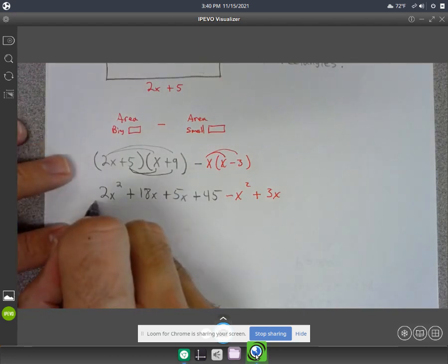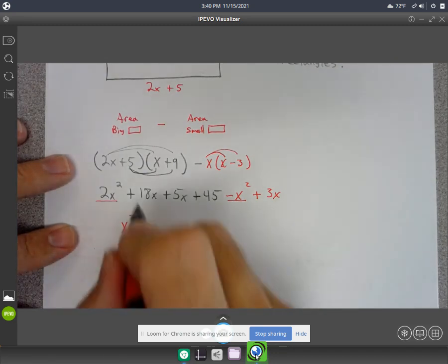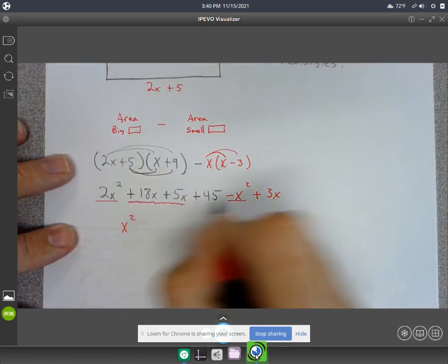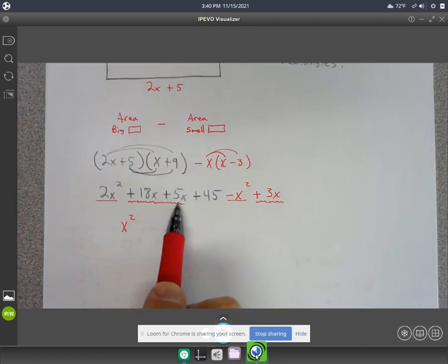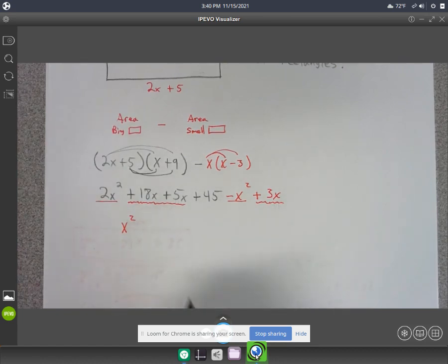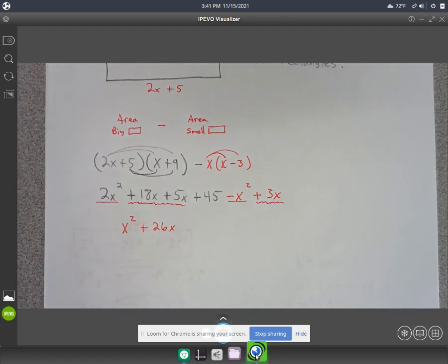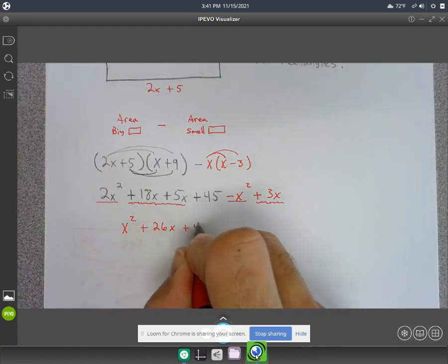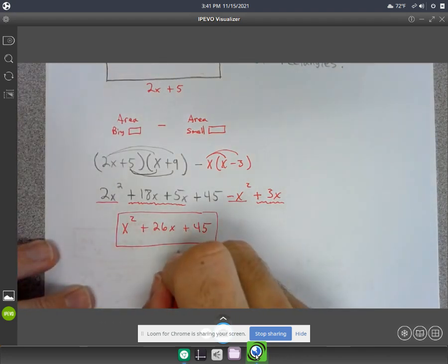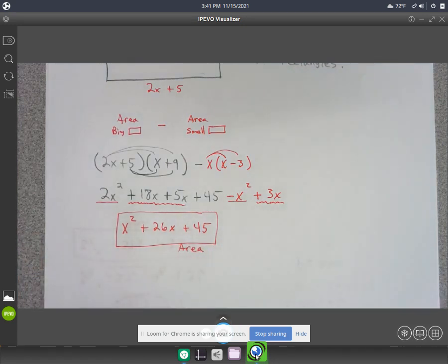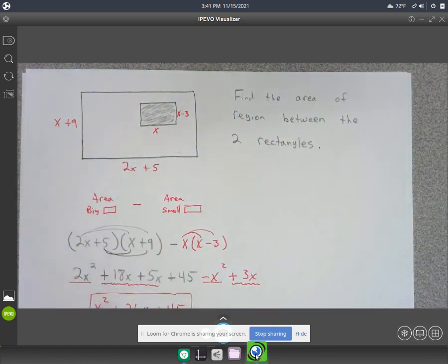Okay. Combine your like terms. Those two will just make a 1x squared. And then here I'm going to have three of these linear terms, 3x terms. 18 plus 5 is 23, and then 23 plus 3 will be 26. And then you just have that plus 45 afterwards. And that will do it. This represents the area between the two rectangles.